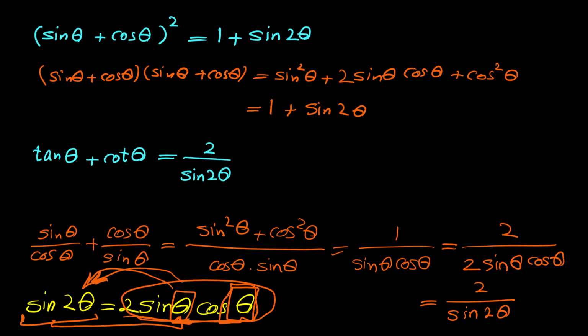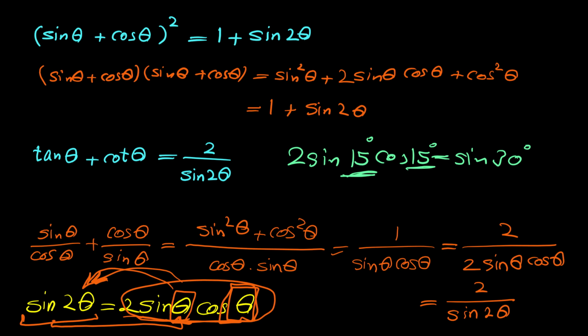For example, let's say I'm asking you to simplify this: 2 sine of 15 cosine of 15. This equals sine of 30 degrees. What happened here? 2 sine of theta cosine of theta is sine of double of the theta. Double of whatever is here goes here. And sine of 30 degrees, as you know, is 1/2.